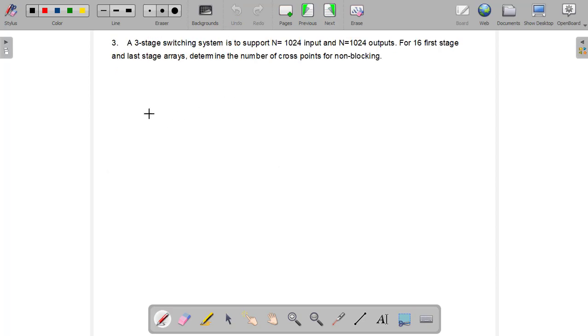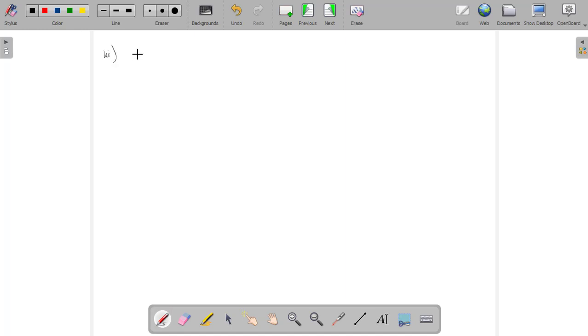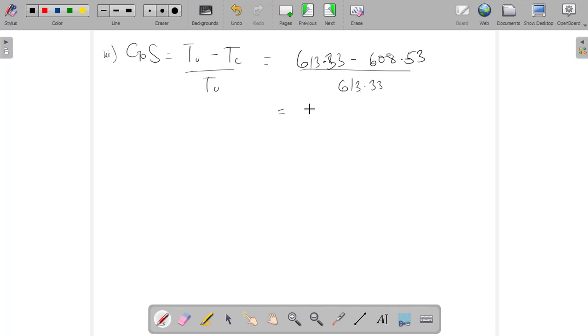So to find the grade of service, it's essentially given by the offered traffic minus the carried traffic, all divided by the offered traffic, or the lost traffic divided by the offered traffic. So if you substitute the values, you're going to have 613.33 minus 608.53 divided by 613.33, and that gives us 0.0078 for our grade of service.